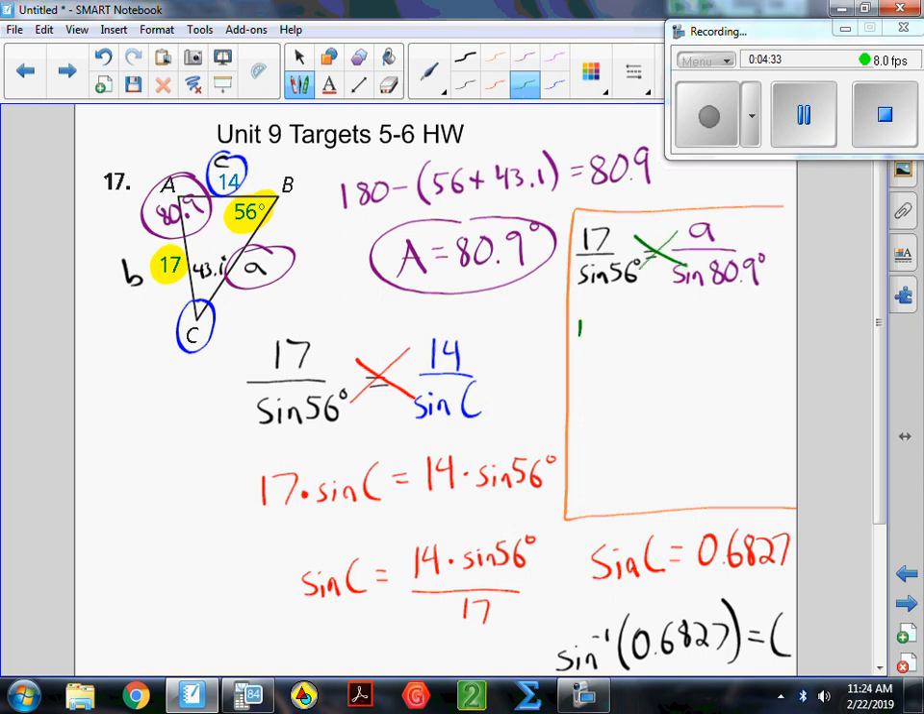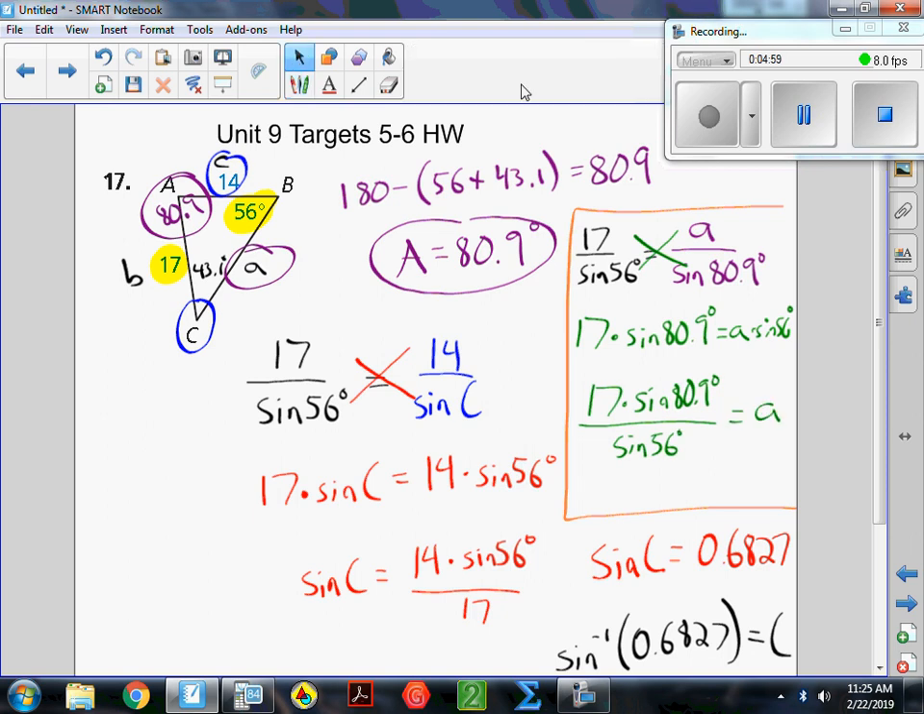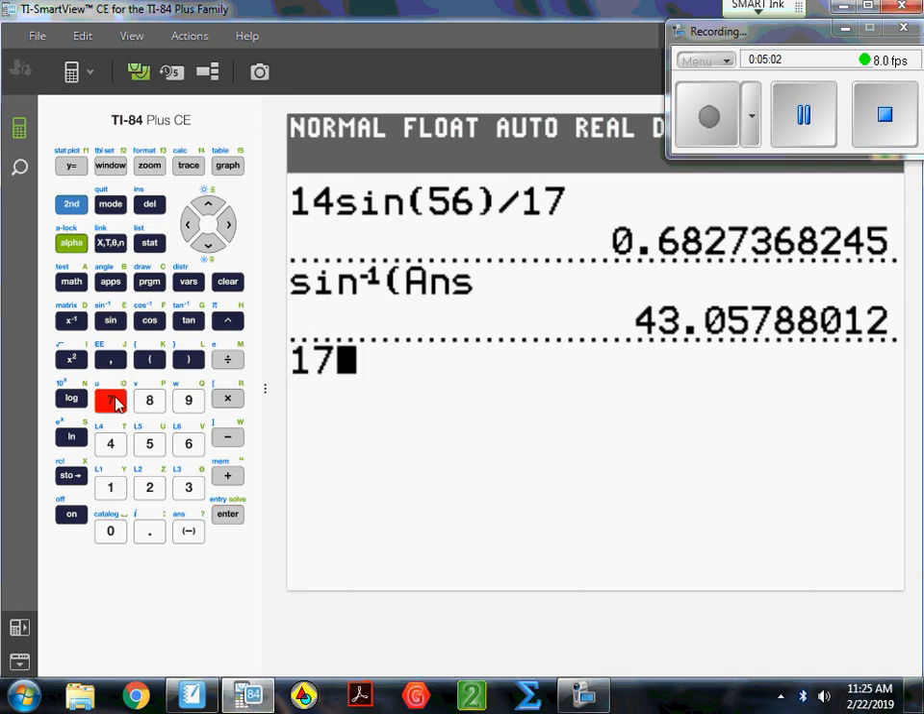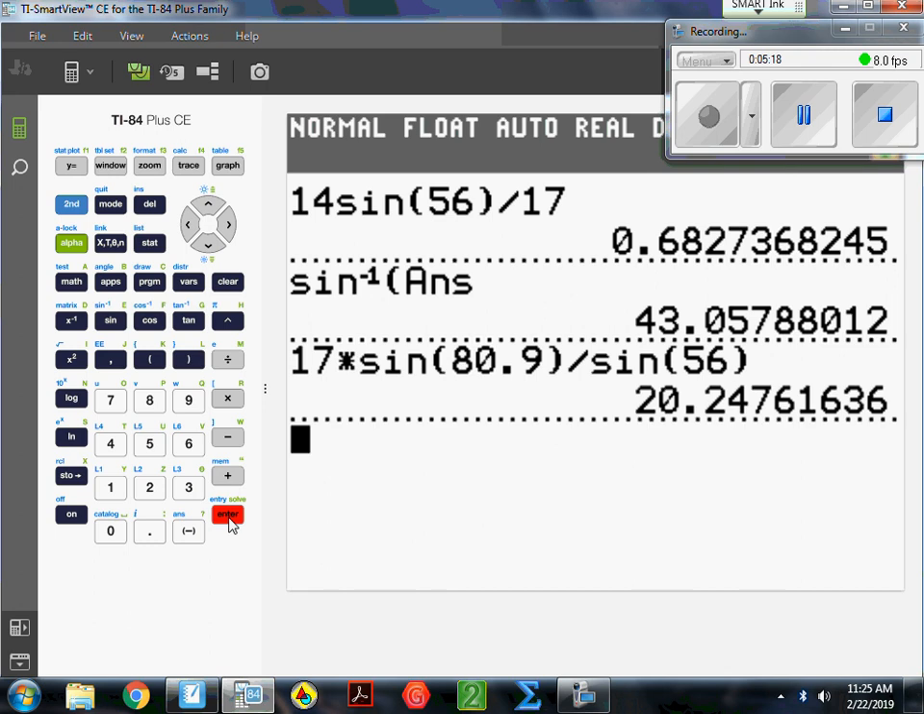Cross multiply: 17 times sine of 80.9 degrees equals A times sine 56. Divide both sides by sine 56. So 17 times sine 80.9 divided by sine 56 equals A. 17 times sine 80.9, parentheses, divided by sine 56, and I get 20.2.